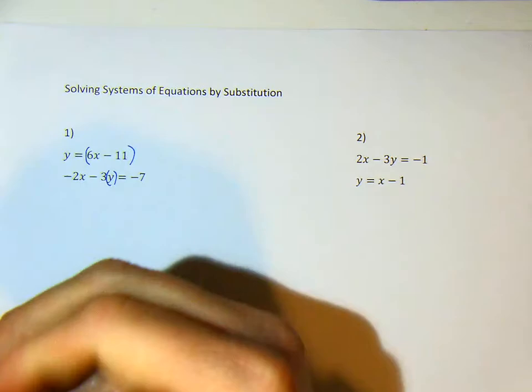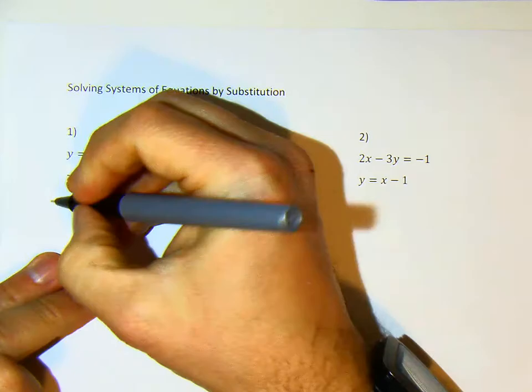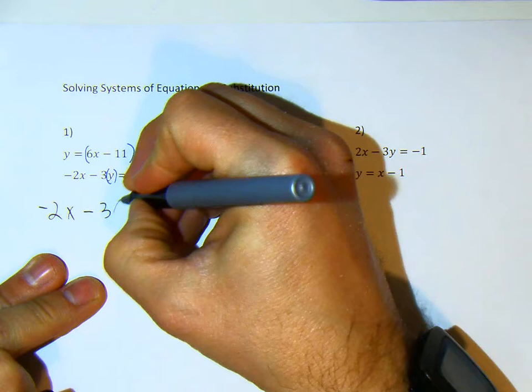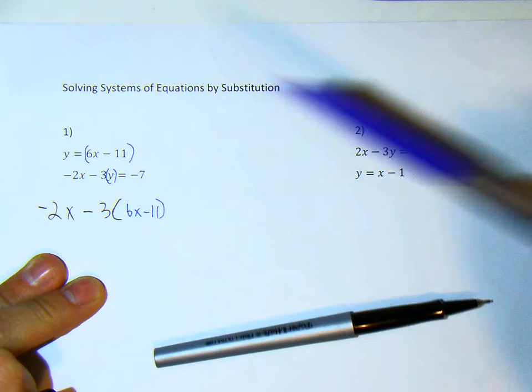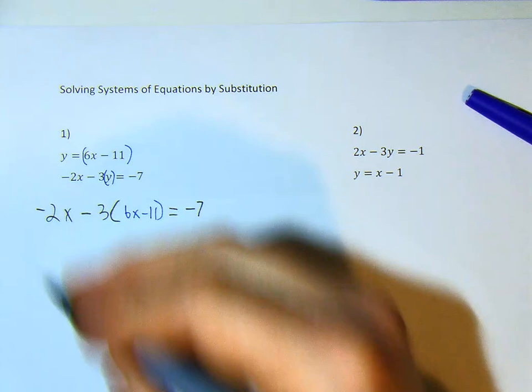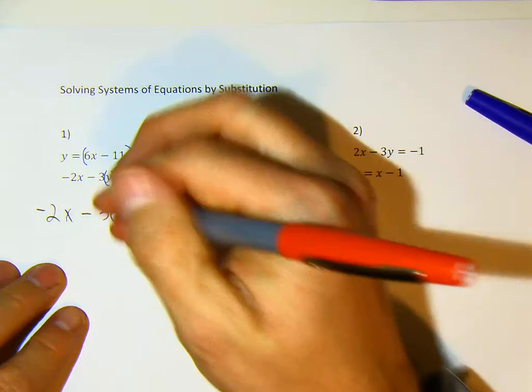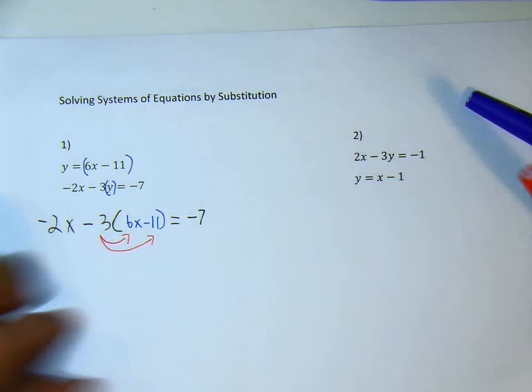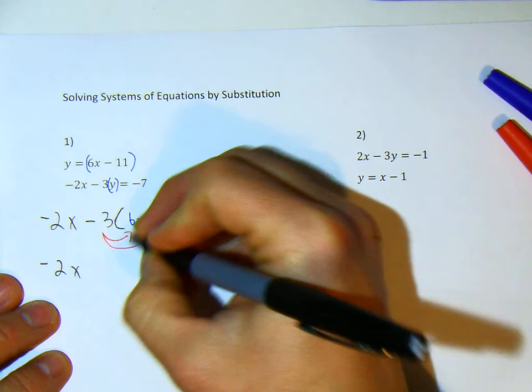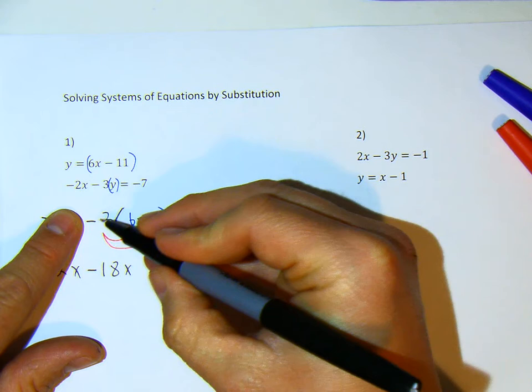So if we write it out, we would get negative 2x minus 3 times y, but instead of y, it's now 6x minus 11, is equal to negative 7. And now we can just distribute and get our answer for what is x. Solve for x. All right, so if we distribute, we multiply this negative 3 to both of these terms. We have negative 2x, and then negative 3 times 6x is minus 18x, and then negative 3 times negative 11 is 33, is equal to negative 7.